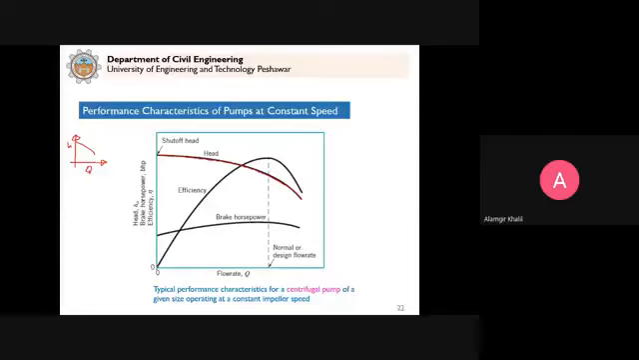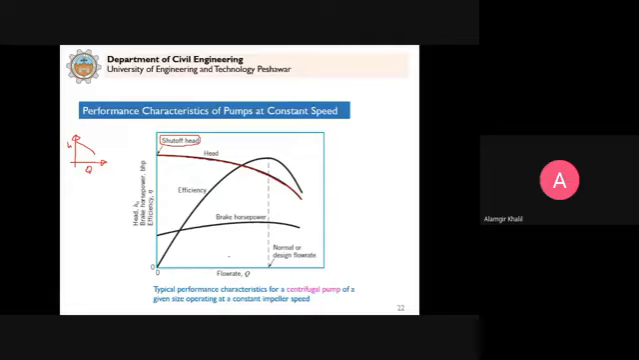At discharge 0, when you operate the pump, that is you close the pump, the head will be maximum. You can see here the head is maximum. This is known as shut off head, that is corresponding to 0 discharge.